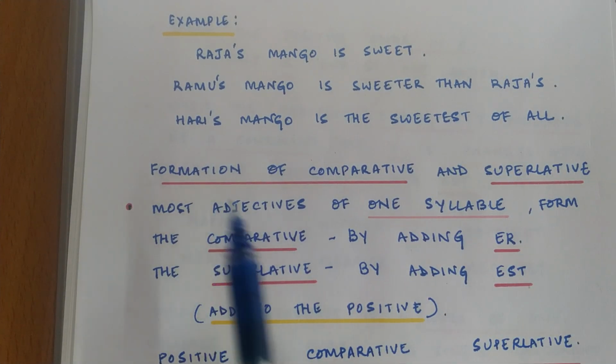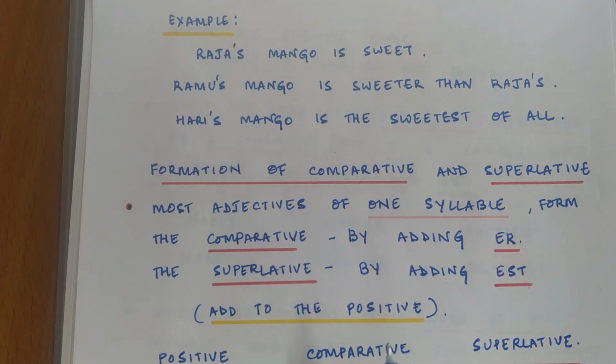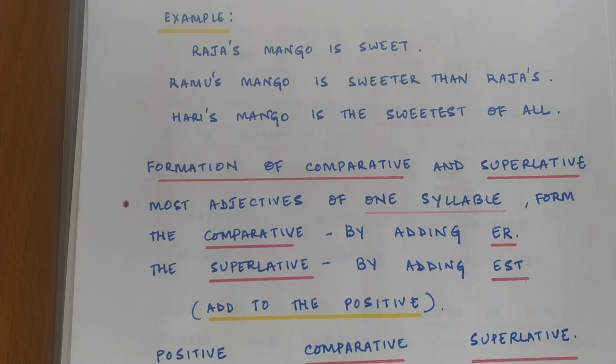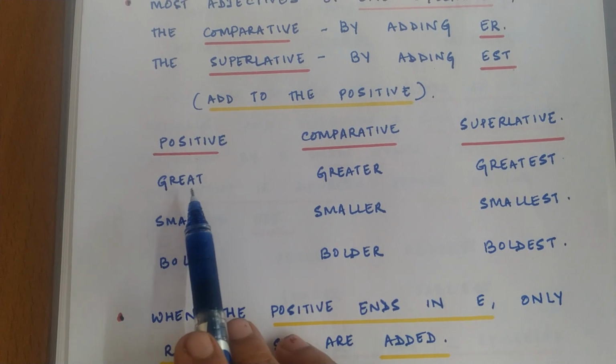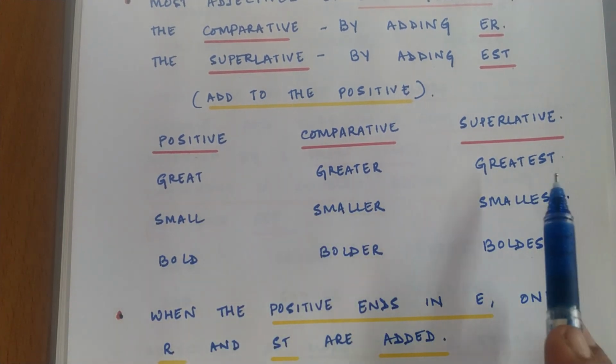Next, formation of comparative and superlative. Most adjectives of one syllable form the comparative by adding er, the superlative by adding est. Now where do we have to add this er and est? We have to add it to the positive adjective itself. Now let us see a few examples. Positive adjective, its comparative and its superlative.